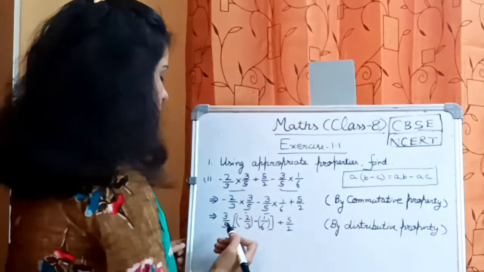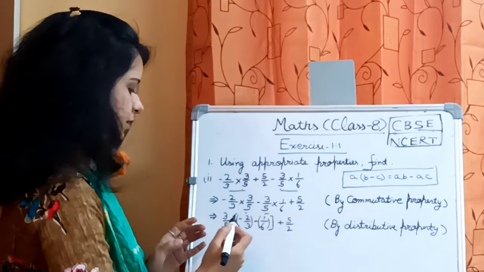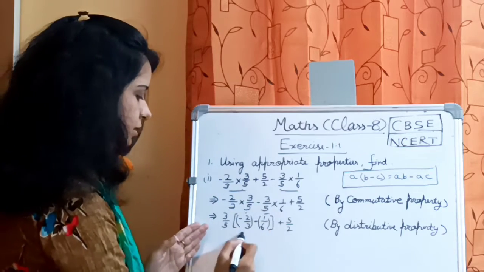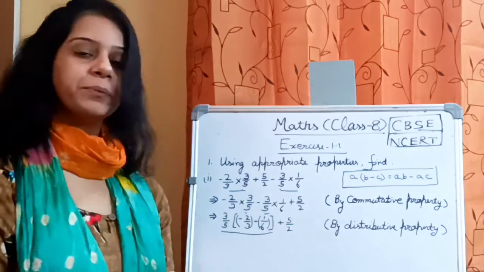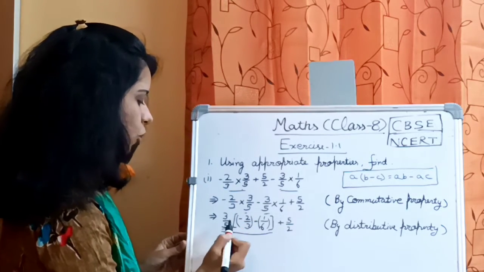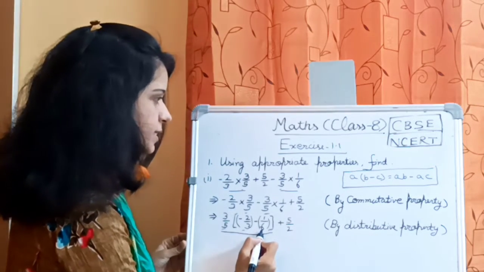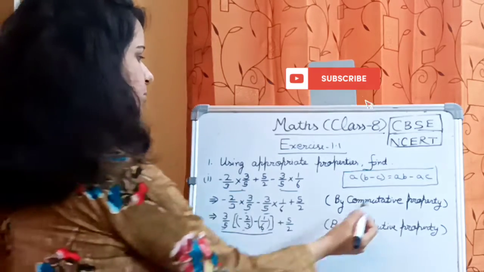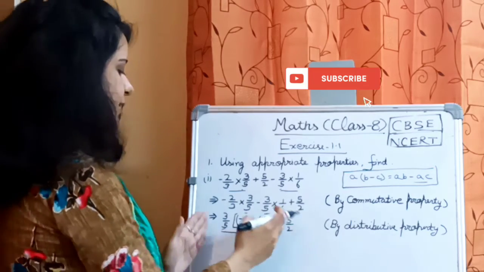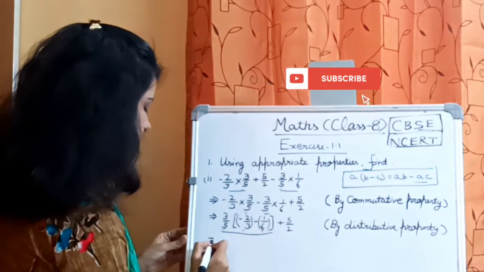Now, because of distributive property of rational number, we can write this whole term as this. Okay. Here A is 3 upon 5, B is minus 2 upon 3 and C is 1 upon 6. Okay. So by distributive property, we can write it as like this. Okay. Now just simplify it.